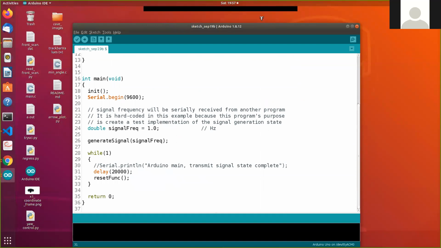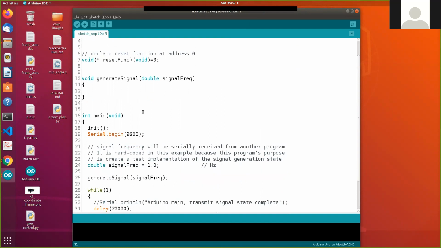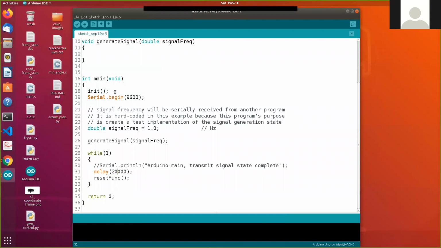I've started an Arduino program. This is our test program. My comment is that this is the test for the particular state, transmit signal data. Here in main, we're initializing using the Arduino init function, and I'm turning on the serial port at 9600 baud.